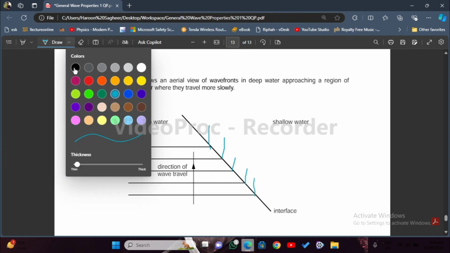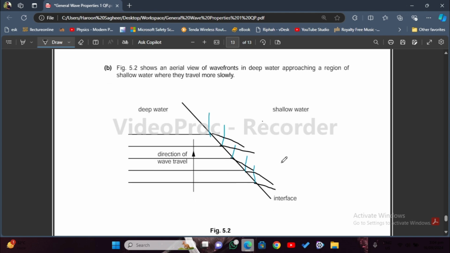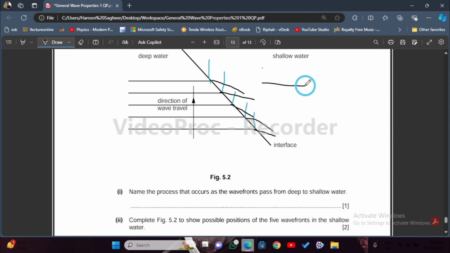Now we would take another color just to show how the waves would travel. I told you that when waves go from a deep region to a shallow region, these waves would bend away from the normal. So that is how this wave would travel. That direction shows the wave. Use a scale to draw properly, but just remember one thing: all the waves would go away from the normal, so the direction would be like this.